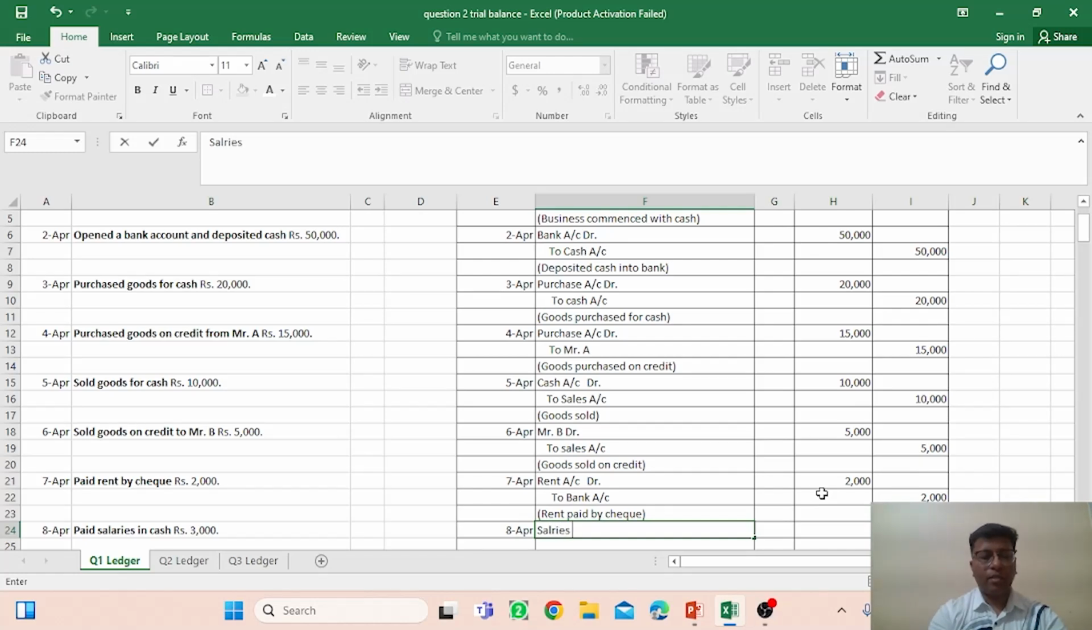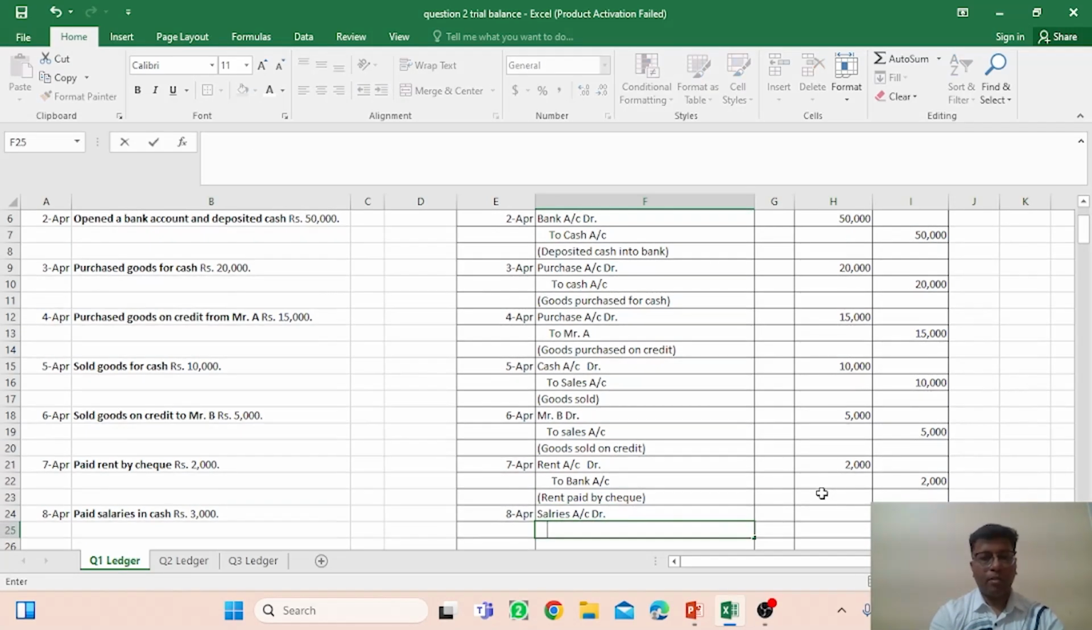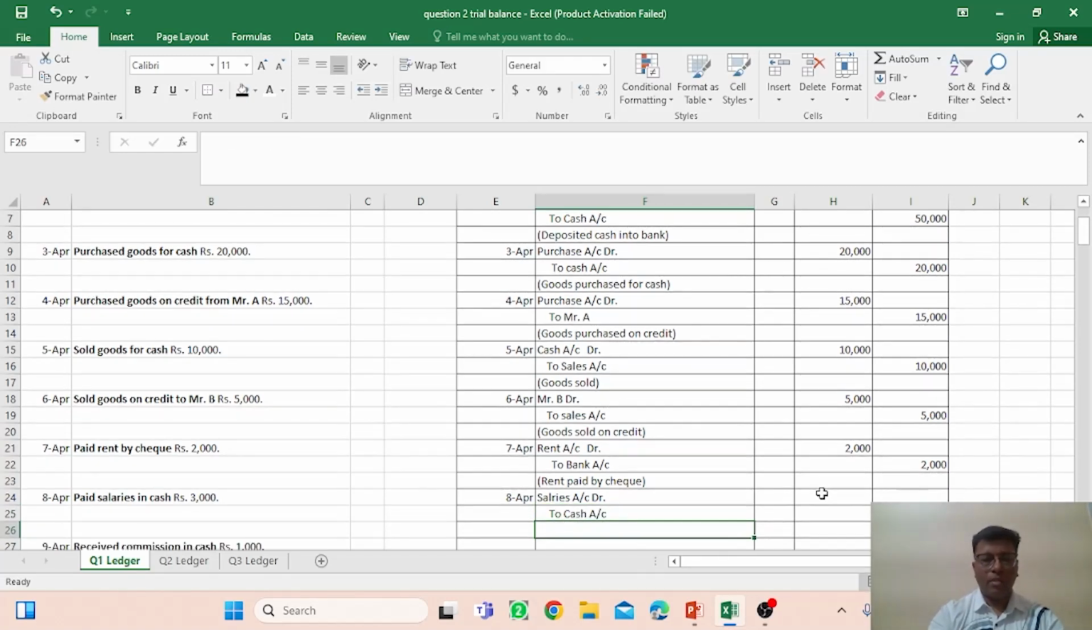So salaries account debit, to cash account, salaries paid, rupees 3000.